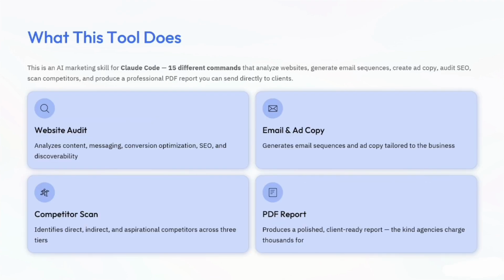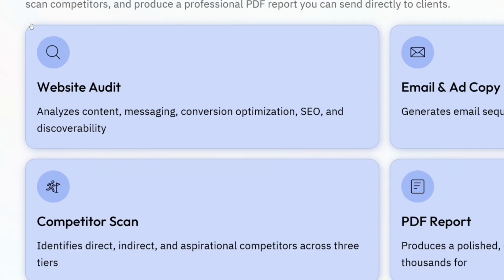Let's go ahead. What does this tool do, what will it do for you? Think of it as an AI marketing skill set for Claude Code. It comes with 15 different commands. Here's the breakdown. Number one is a website audit. It digs into your content, the messaging, how well the site converts visitors into customers, the SEO, and how easily the business can be found. It will completely do that for you.